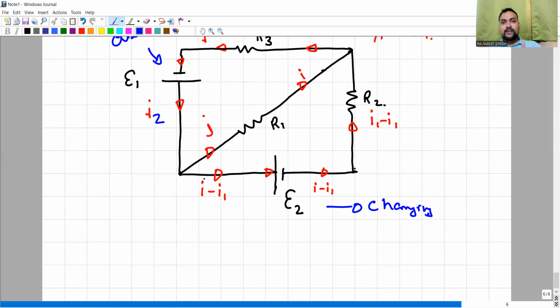You only have to make one thing very, very clear, that the current which is entering the cell is the same current which is leaving the cell. So here you see the current that entered the cell is I minus I1, and the same current left the cell. This convention has to be followed.